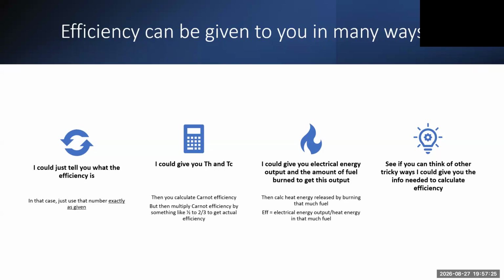So there are multiple pieces of information I can give you, and then you need to be able to find the efficiency from those pieces of information. So think about that. Make sure that you have some inkling of how you would do it, depending on what kind of information I give you.